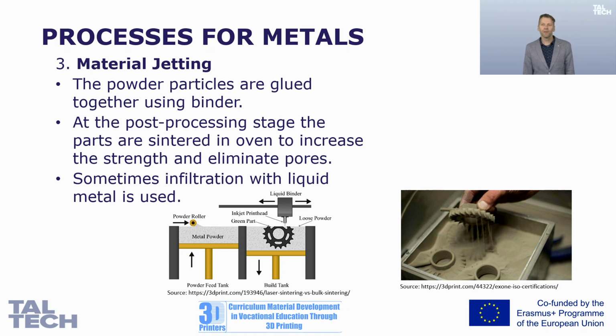To increase the strength, we can post-process in an oven. And sometimes we can also use infiltration with hot liquid metal to fill all the pores. This way we can increase the strength and also introduce new properties. For example, if we are infiltrating the base material, which can be steel, with liquid copper, then we are introducing higher thermal conductivity, so new properties again.